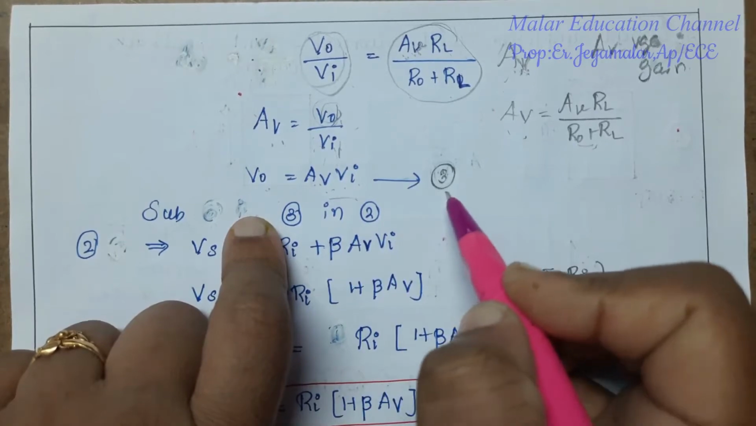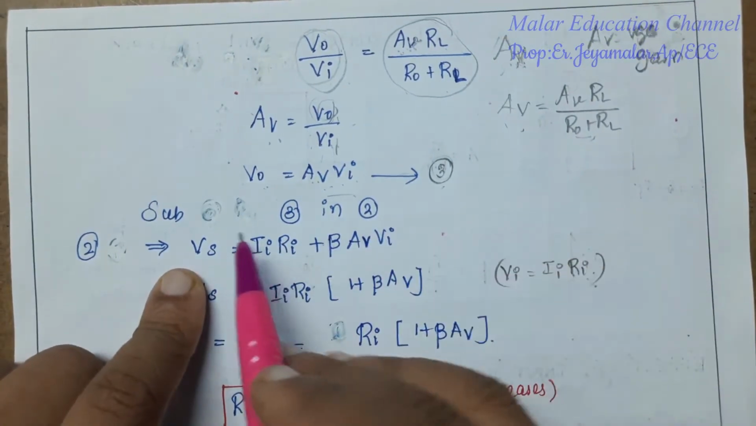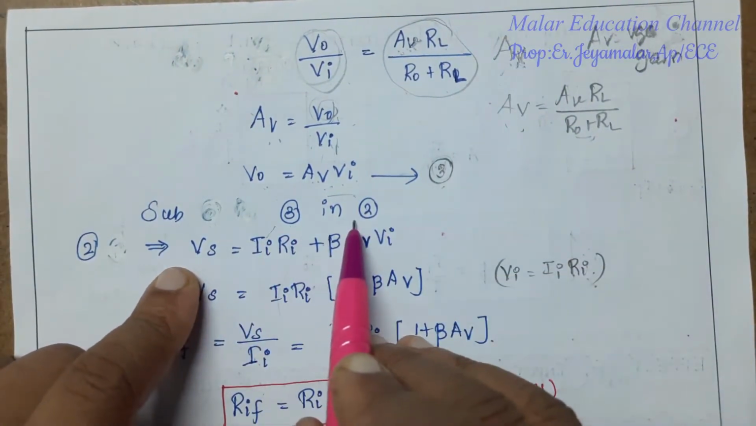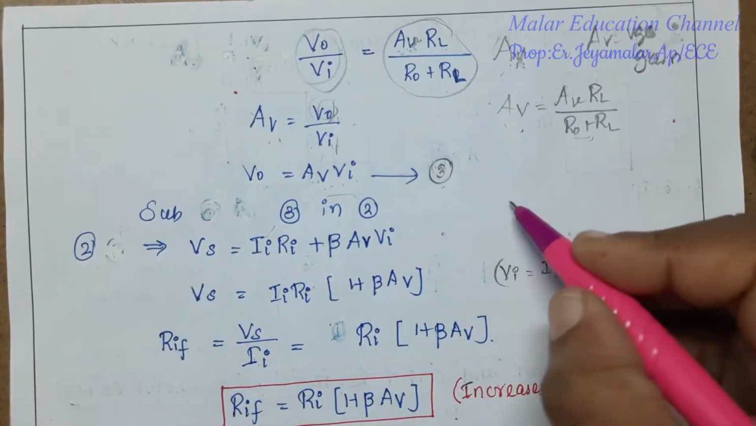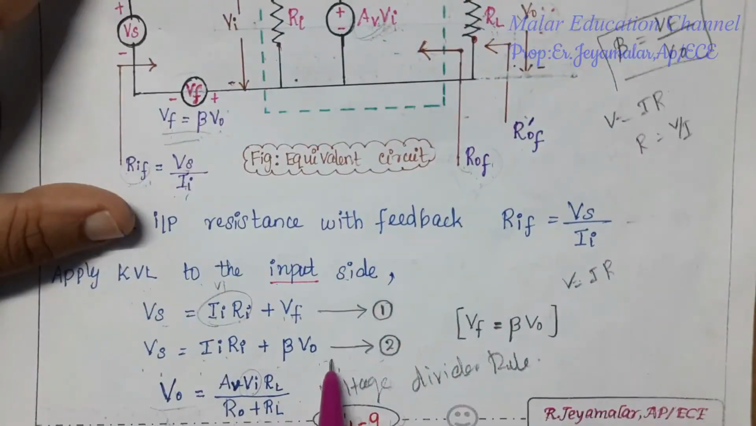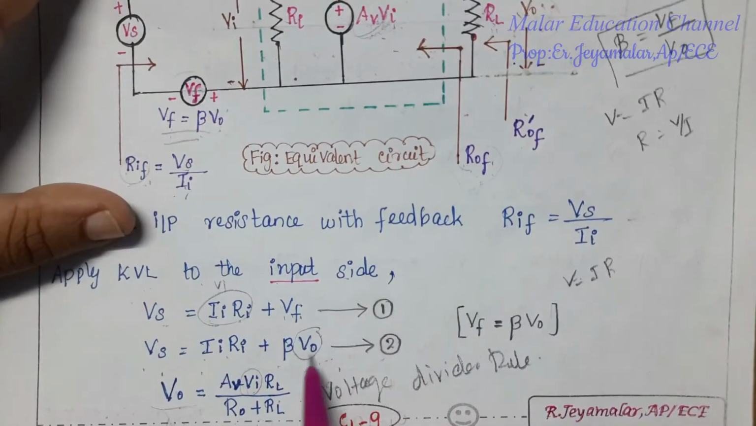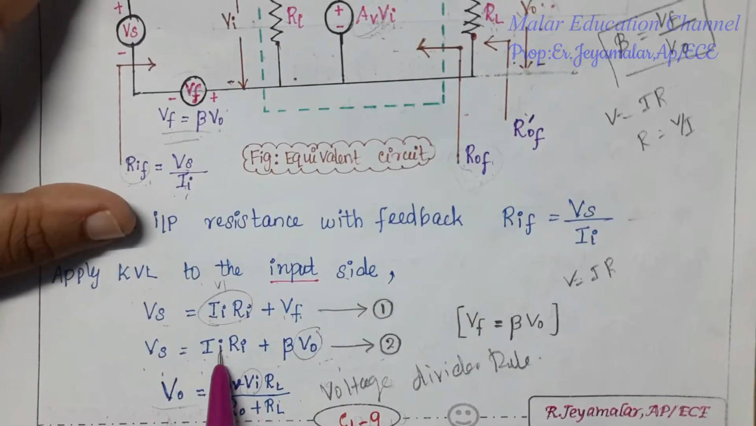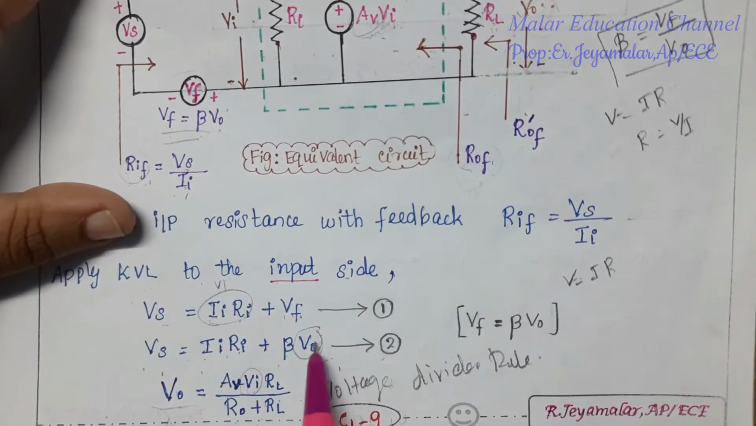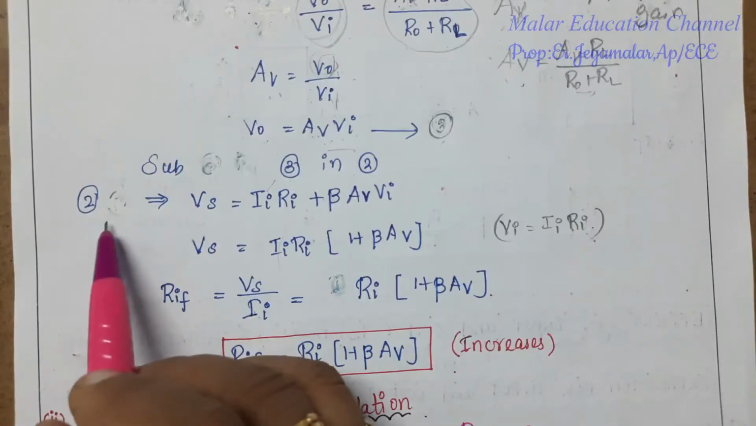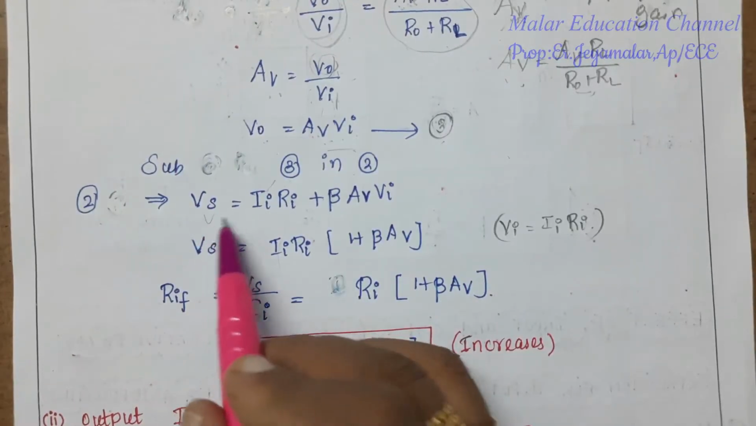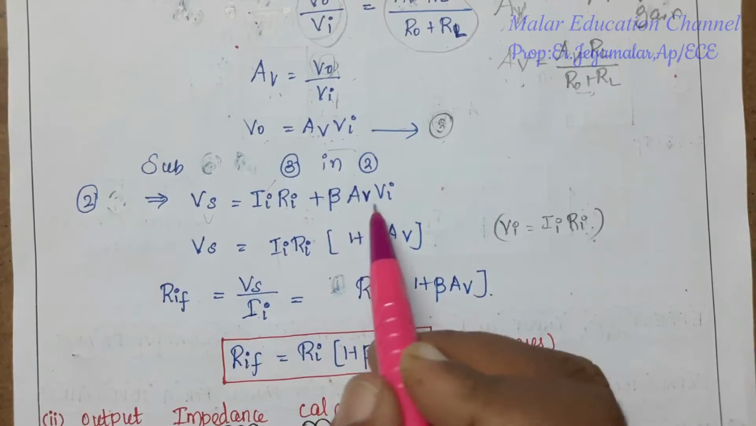Take this as equation number 3. Next step, substitute equation number 3 in 2. We know equation number 2: Vs equal to Ii Ri plus beta into V naught. Substitute the value of V naught here. Equation 2 can be replaced as Vs equal to Ii into Ri plus beta into AV into Vi.